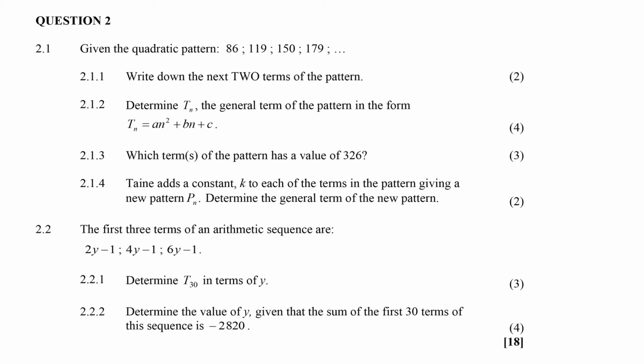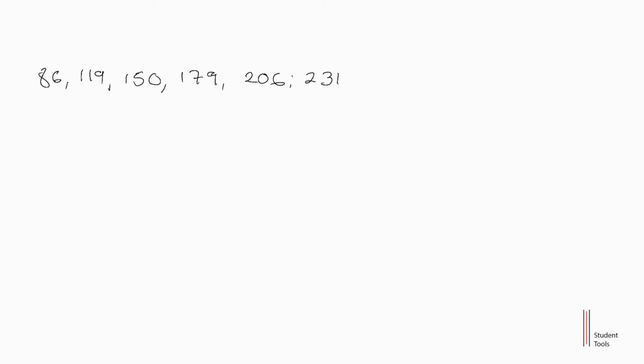Alright, so 2.1.2 we are given a question which says determine the nth term, the general term of the pattern in the form of Tn is equal to an squared plus bn plus c. Okay, so now we have our quadratic pattern. We are supposed to determine the general term or the nth term in the form of Tn is equal to an squared plus bn plus c. So how do we go about doing this?